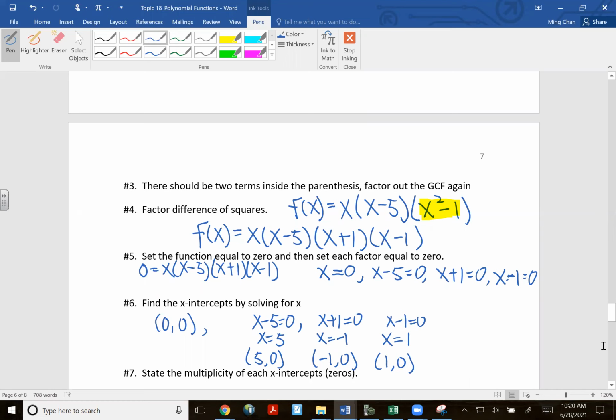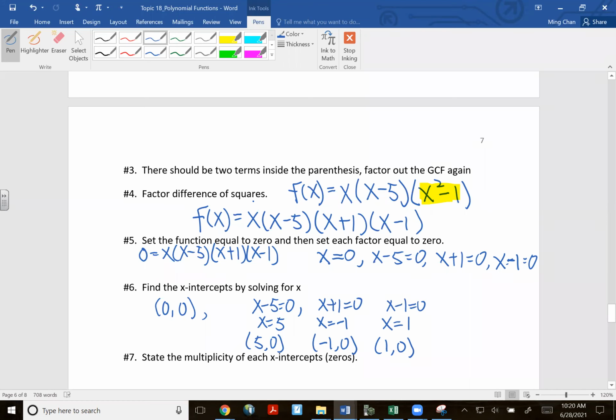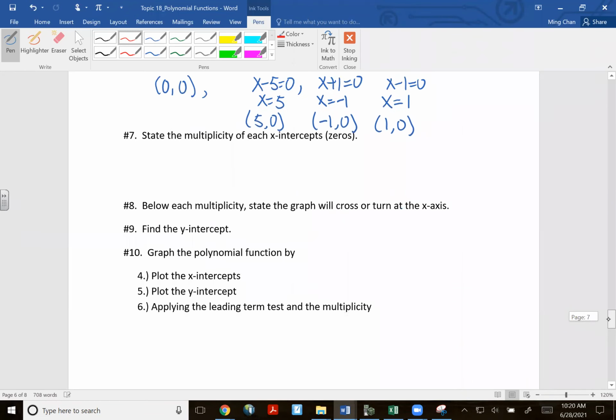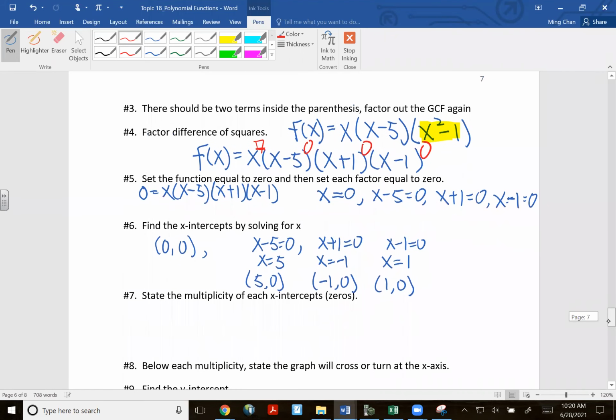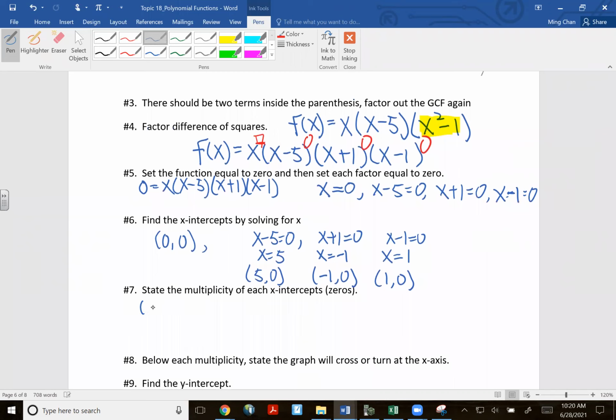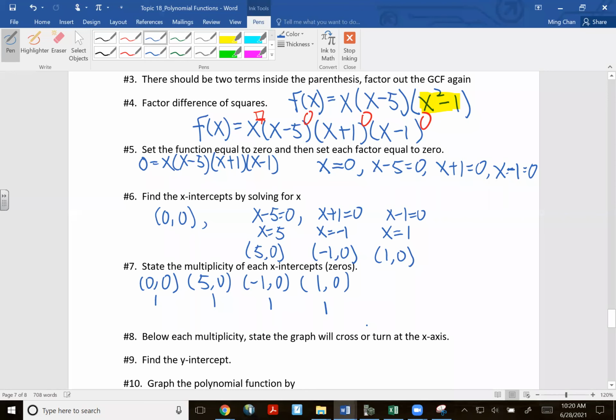Number 7, state the multiplicity of each x-intercept. If you look at the exponent on each one of these factors, they're all going to be 1. So for 0, 0, multiplicity is 1. 5 comma 0, multiplicity is 1. Negative 1, 0, multiplicity is 1. 1, 0, multiplicity is 1. Number 8, below each multiplicity, state whether the graph will cross or turn. Since all the multiplicities are odd, my graph will cross at all these x-intercepts.